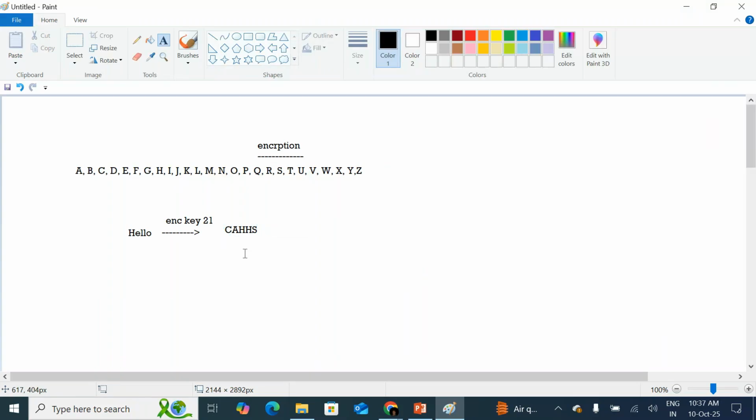So what will happen when the end user receives this data? This will be decrypted with the key of 5. Assume the key is 5, what will happen? Going 5 back from C, you get H, like that. It will be decrypted. Hello. You got my point?